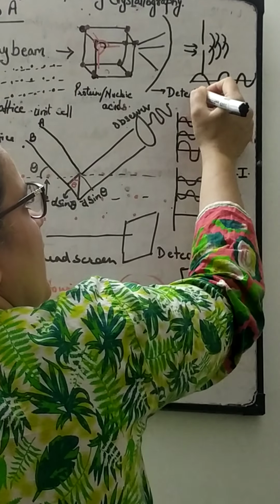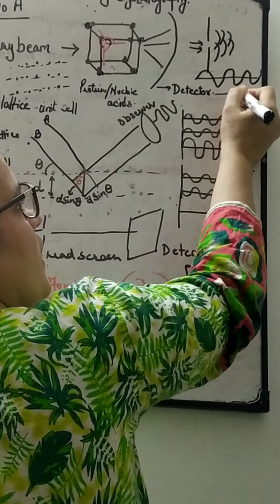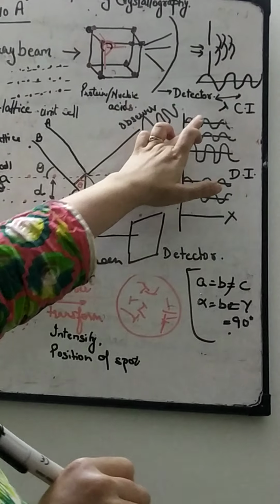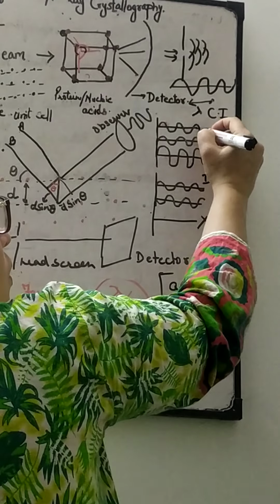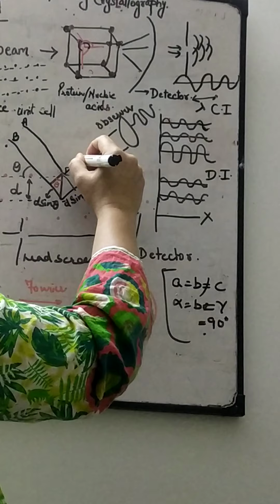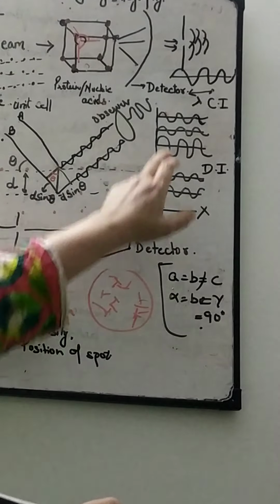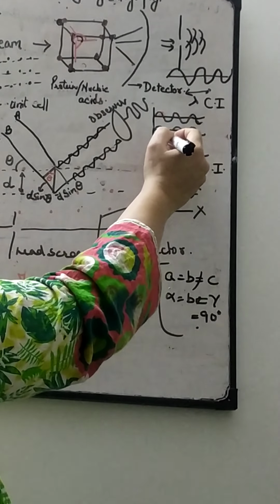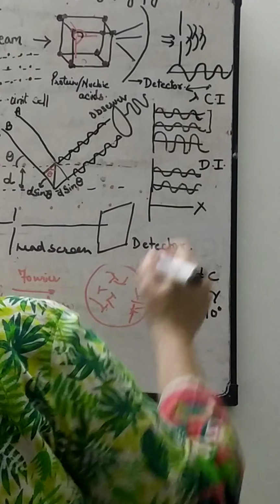So each crest and each trough, if we start from here, a crest and a trough signifies a wavelength. Suppose there are two different X-rays, the diffracted rays, if we consider them like this. If the crest is overlapping the crest and the trough is overlapping the trough, this phenomenon is known as superimposition.